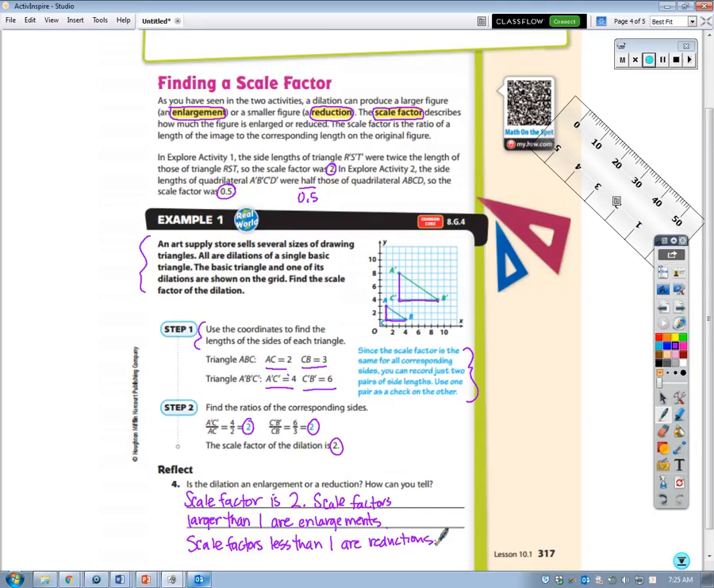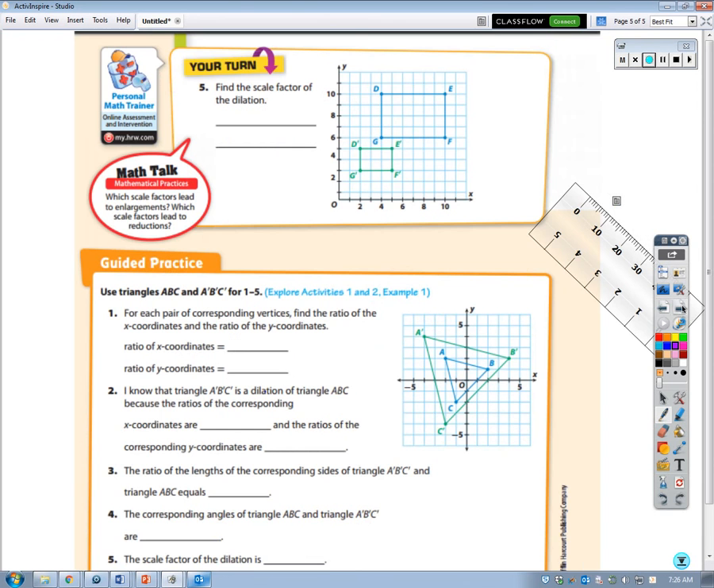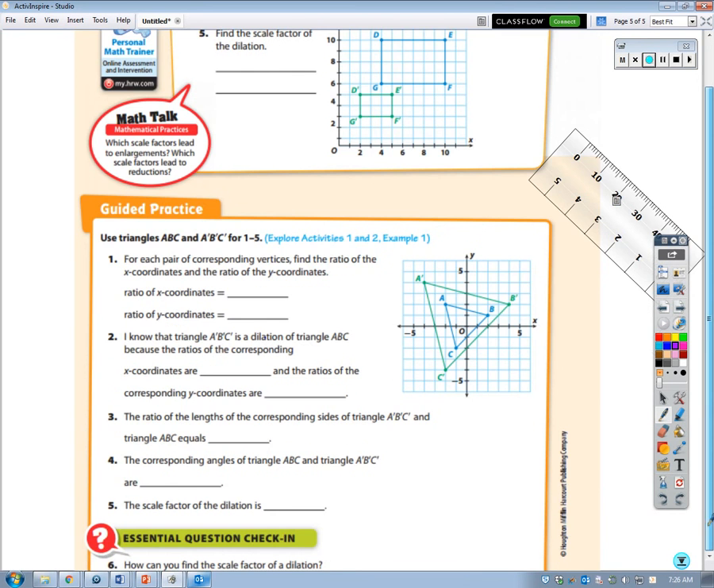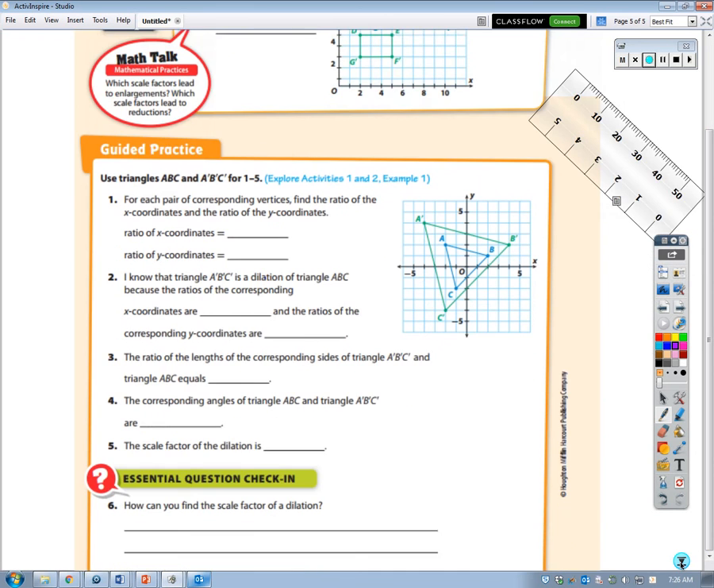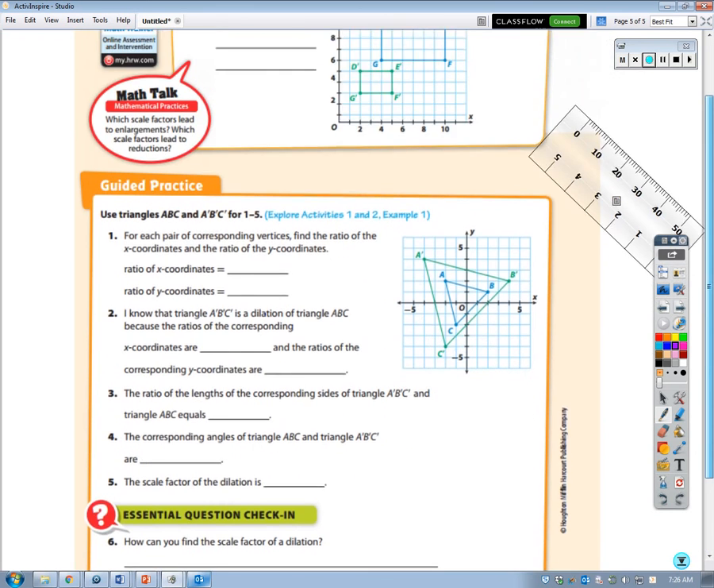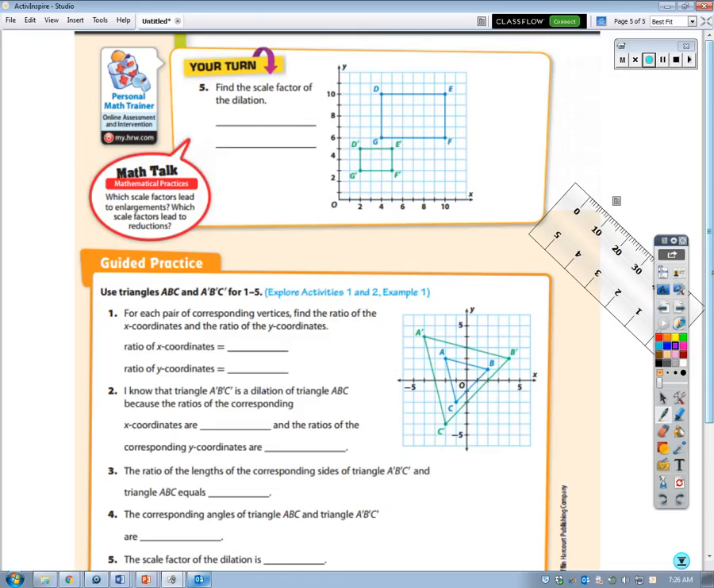Okay, so the last thing that you guys need to do is take a look at your turn on page, what page is this? 318, okay? So I need you to do number 5 right here, your turn, on your own, and we'll go over it in class tomorrow. Okay, so find the scale factor of the dilation. If you're confused, look back at what we just did in that example to find the scale factor.